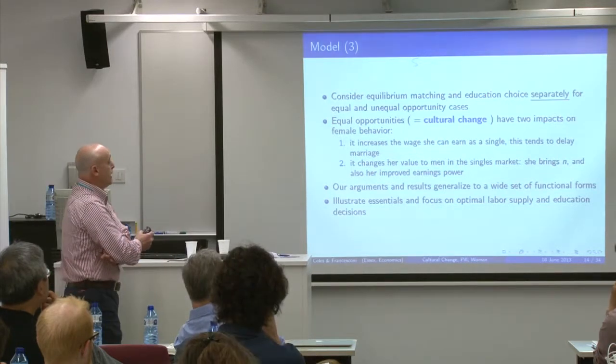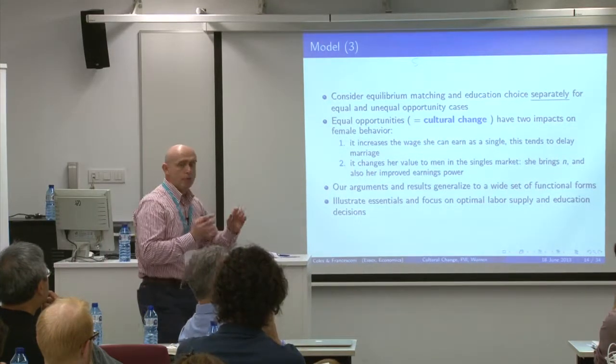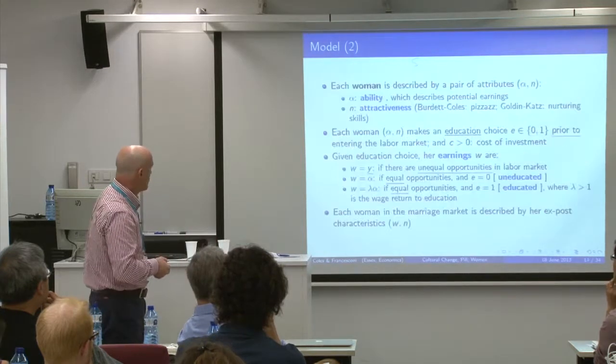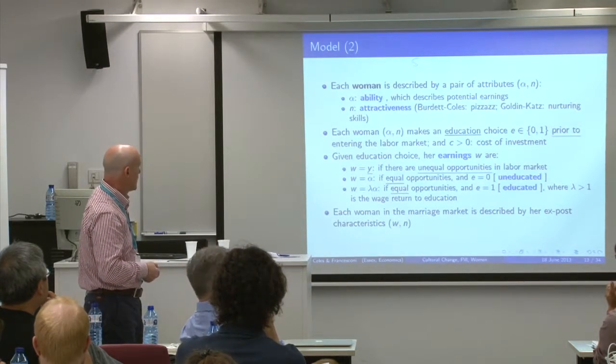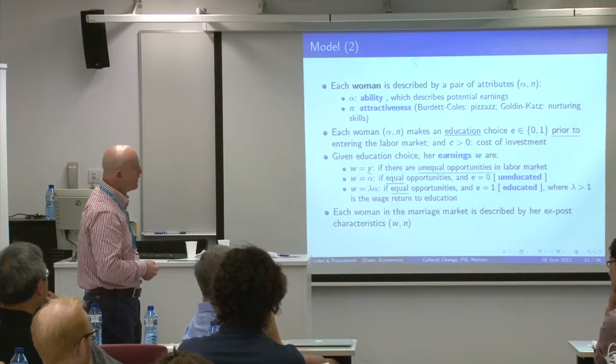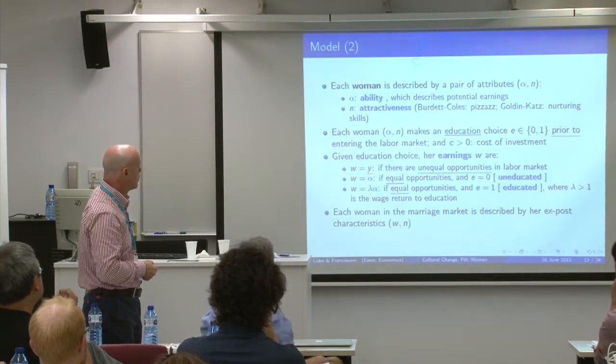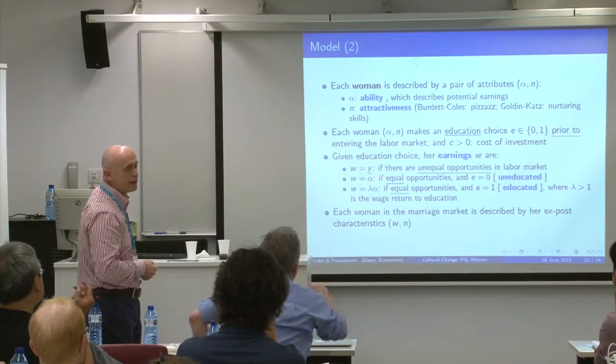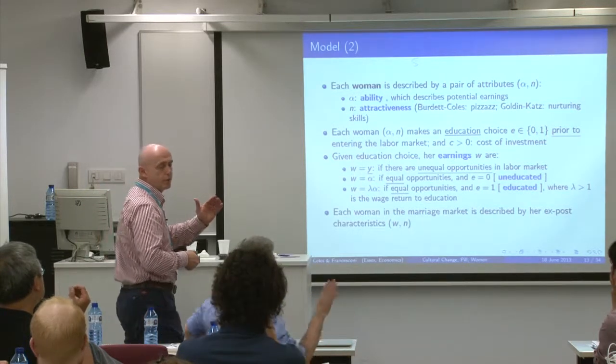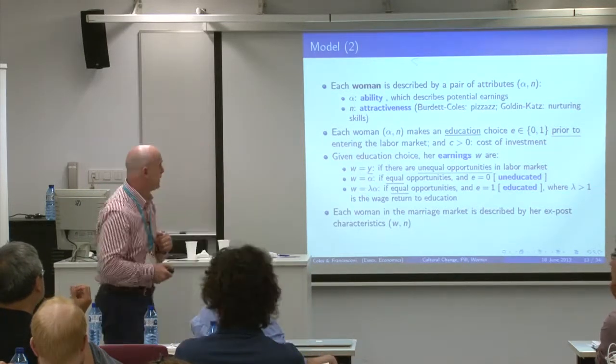So as I say, we are going to be looking at two. Why, in an unequal world, does her ability not matter? Because everyone who gets Y lower bar. There's no alpha. If there are unequal opportunities, her wage will only be, at maximum, the lowest observable wage of the man.